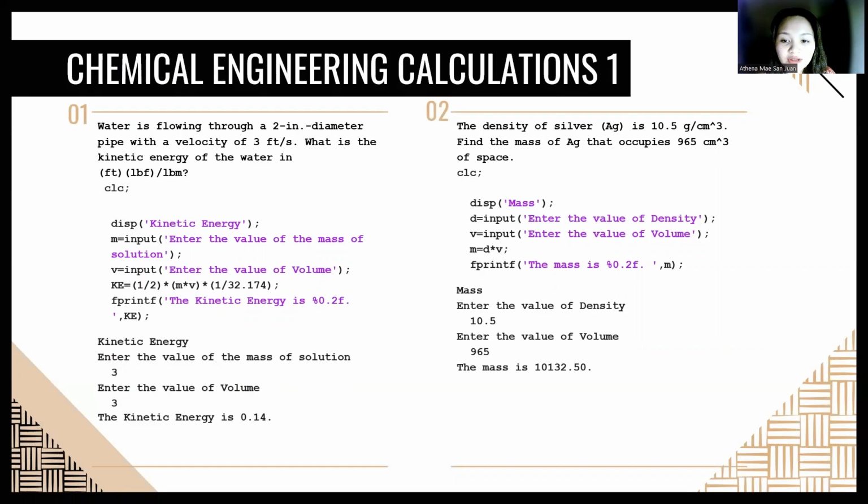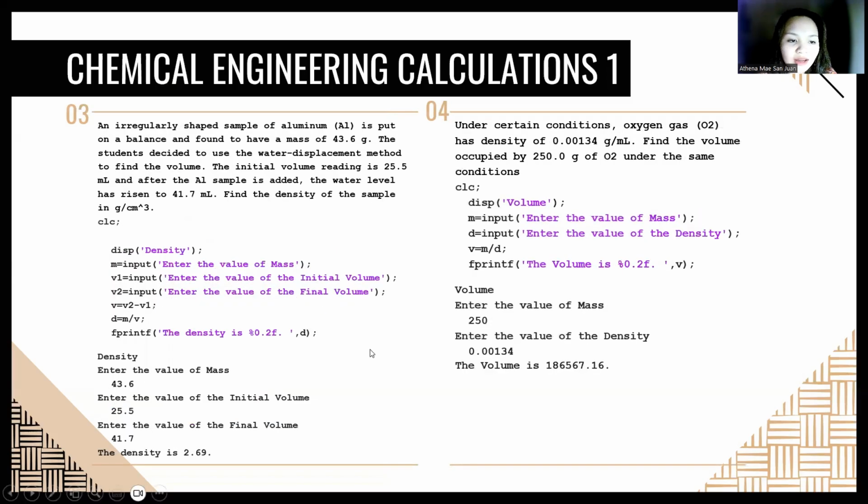So on number 2, the density of silver is 10.5 grams per cubic meter. Find the mass of silver that occupies the 965 cubic meter of space. So we need to find the mass. We need to enter the value of density, the value of volume, and the mass is 10,132.50.